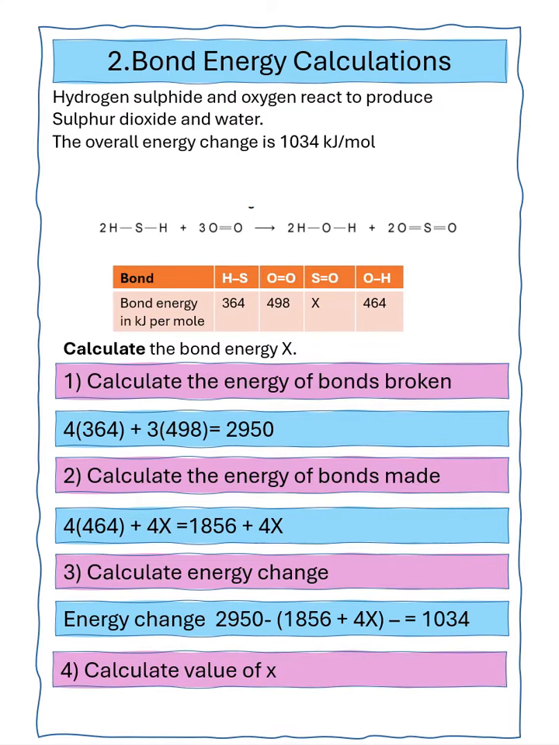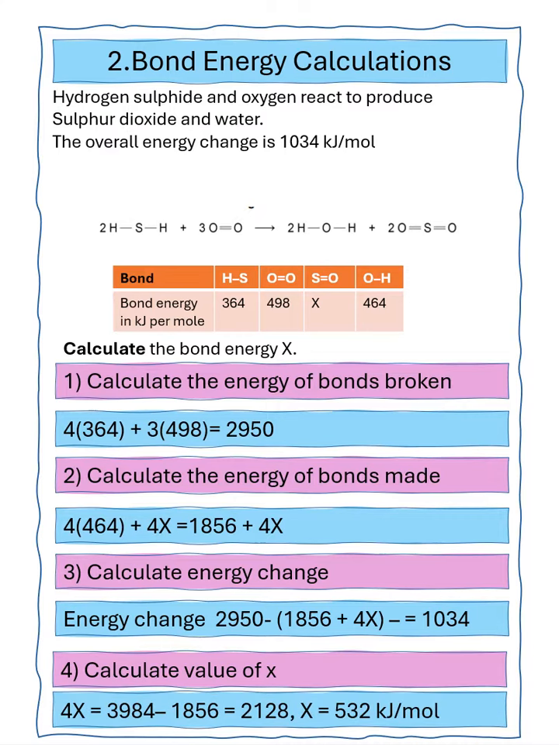We can then calculate X by rearranging the formula. So we know 4X is 3,984 minus 1,856, which gives 4X equaling 2,128. So X is 532 kilojoules per mole.